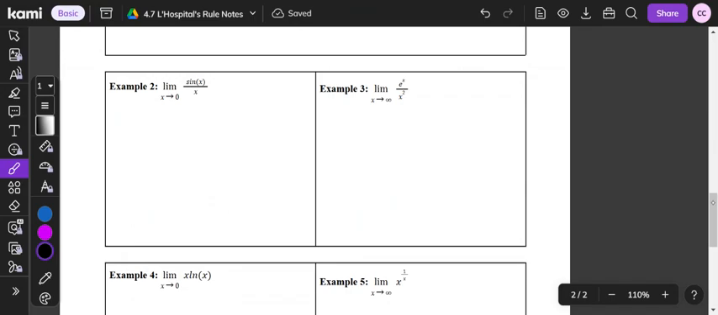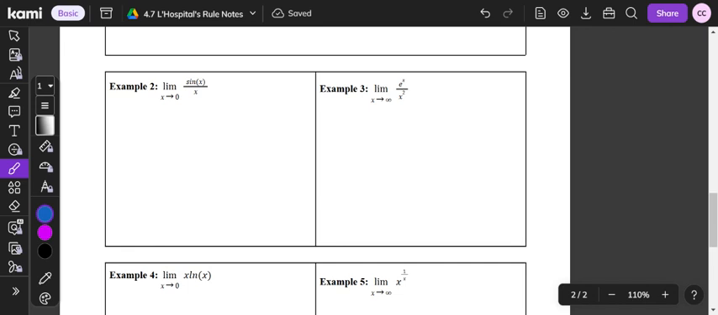Example 2 and example 3. So number 2, it says the limit as x approaches 0 of sine of x over x. Now, this is one I had you guys memorize way back when, and you all should know that this is 1. The limit is 1. But we're going to practice using L'Hopital's rule here.